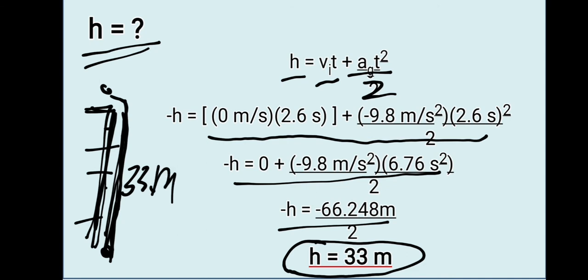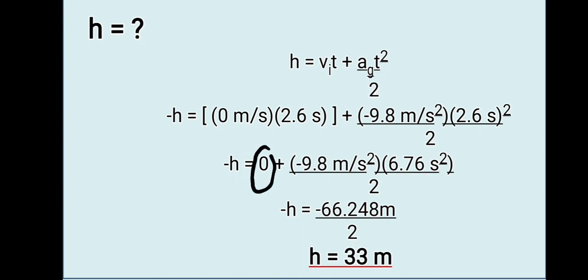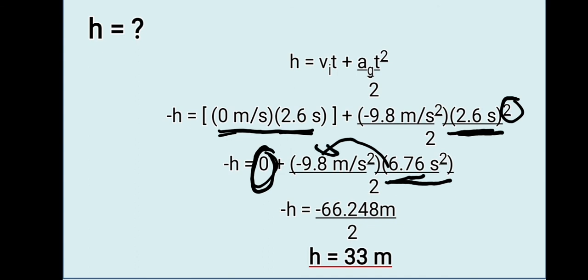Just solve the problem properly, okay? Where did we get this 0? It's because it is 0 meters times 2.6. 0 times 2.6, the answer is 0, of course. Then we have here 2.6 times 2.6 because it is squared. So 2.6 times 2.6, the answer is 6.76 seconds squared. And then you multiply 6.76 by negative 9.8. The answer is negative 66.248 meters. Of course, divided by 2, the answer will be 33 meters.